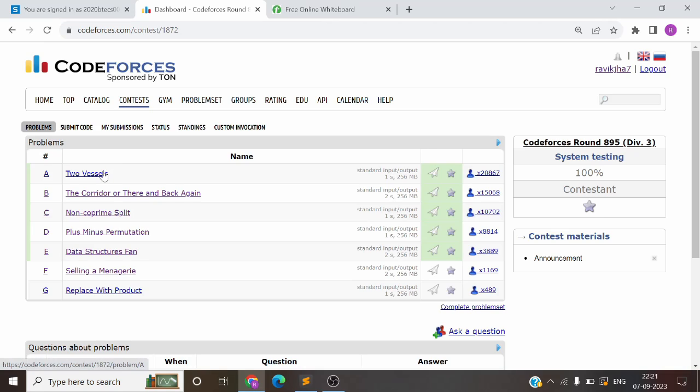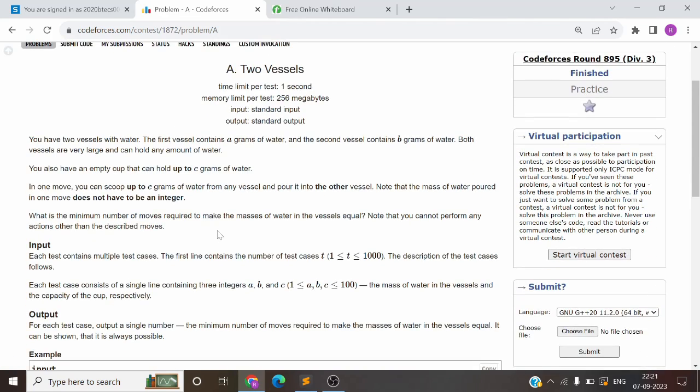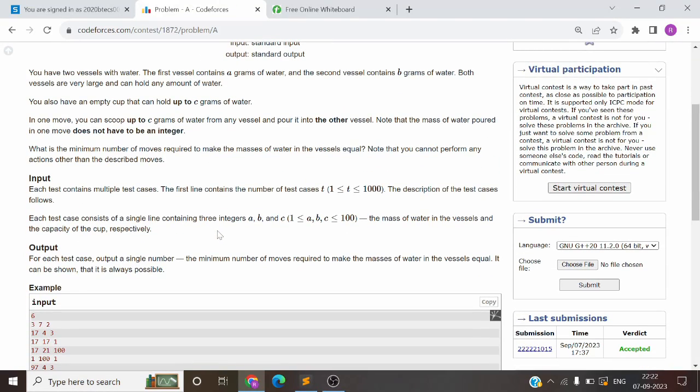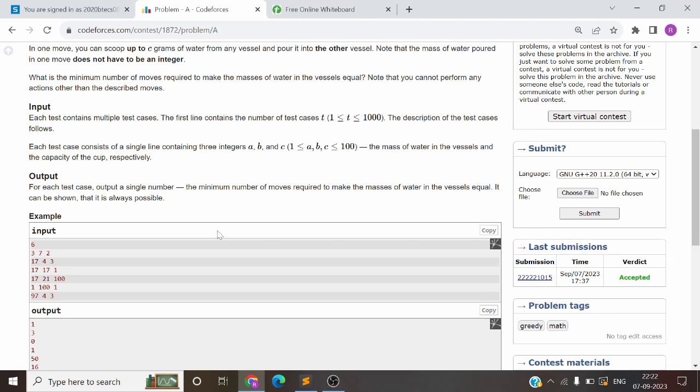Without any further ado, let's start the explanation of the up-solving session. The very first problem is Two Vessels. It is a very simple problem. I won't be wasting much time in explaining it. You can just pause the video and read it. I will be directly explaining the problem.